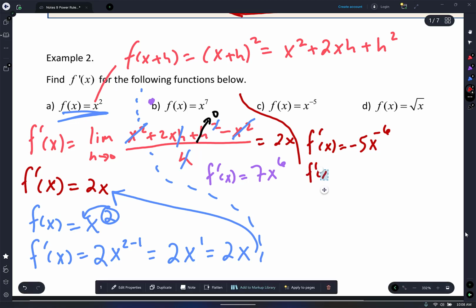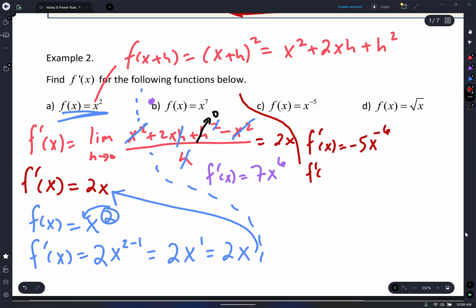F prime of x is equal, what the heck happened here? Trash. F prime of x is equal to -5 over x to the 6 if I wanted a positive exponent. What's up, Espinosa? Okay. No. Yeah, we're not robots. You were absent a few times, so maybe you don't have enough practice.